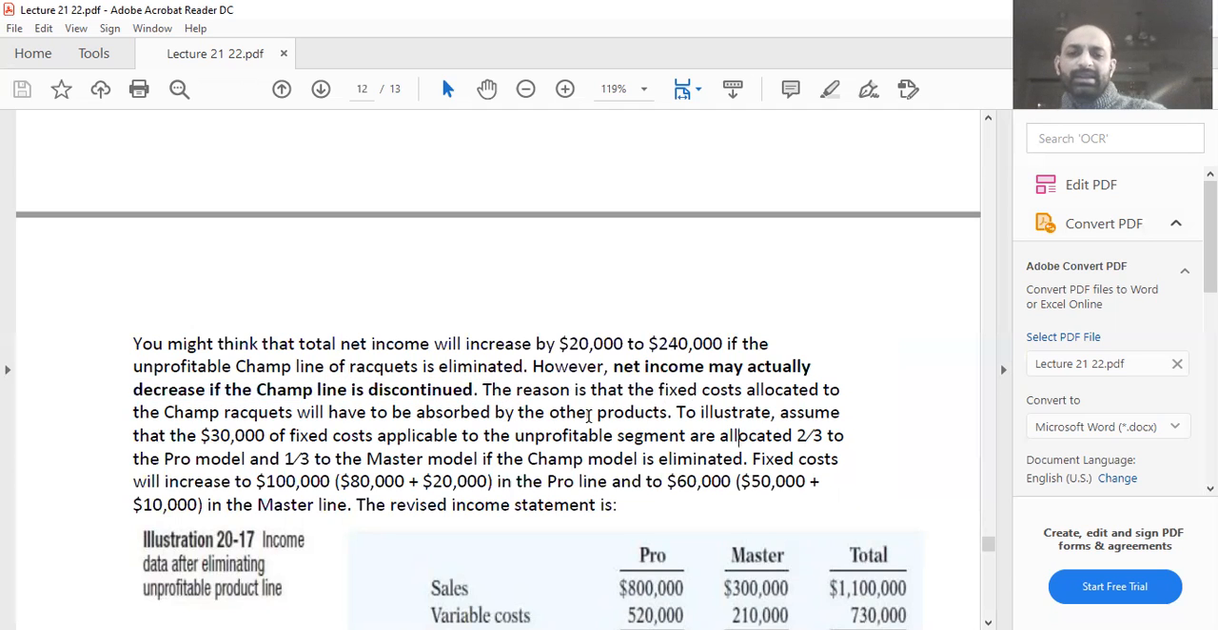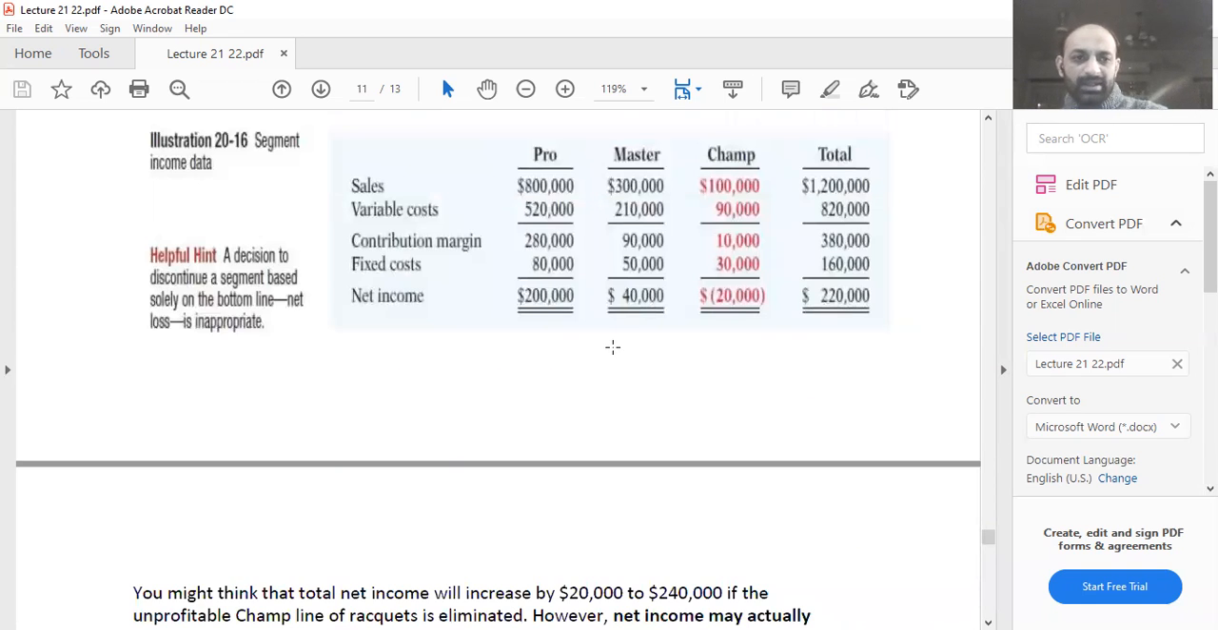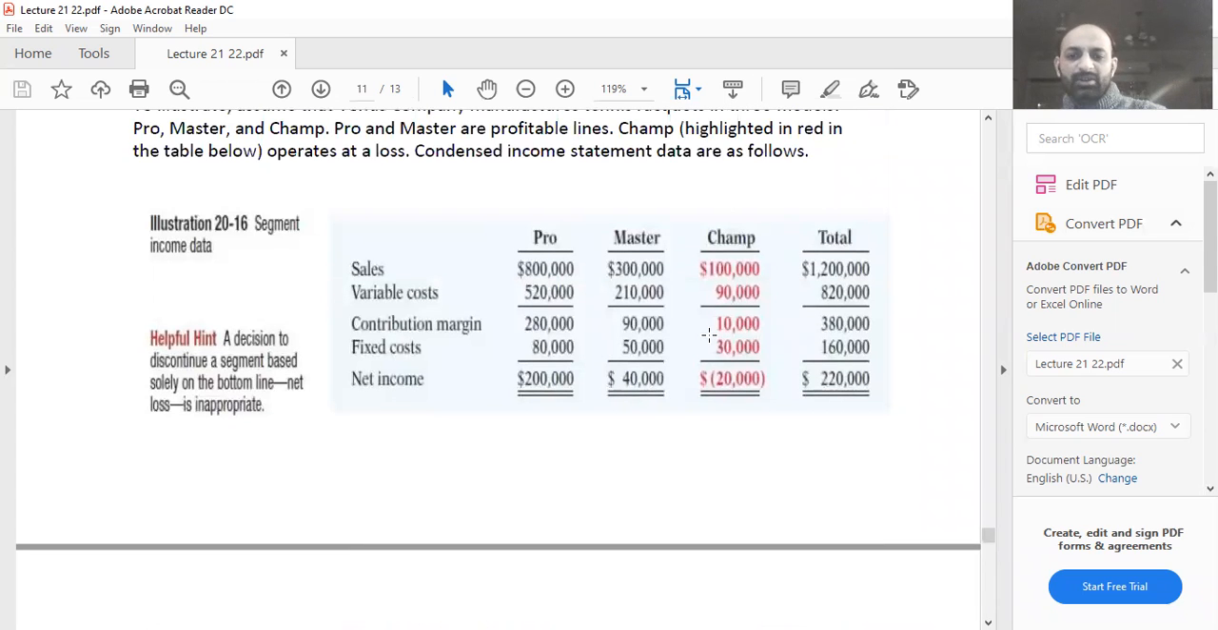Why? The reason is that the fixed costs allocated to the Champ rackets will have to be absorbed by the other products. When you look at this, you will see the fixed cost of 30,000. Fixed cost is a cost that you incur no matter how many units you produce. So even if you stop producing Champ, you will still incur this fixed cost.